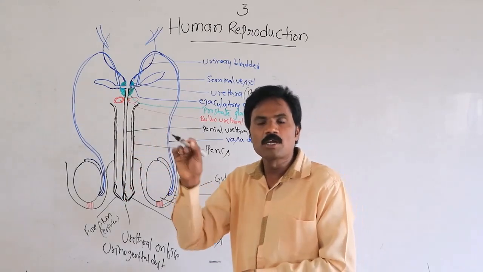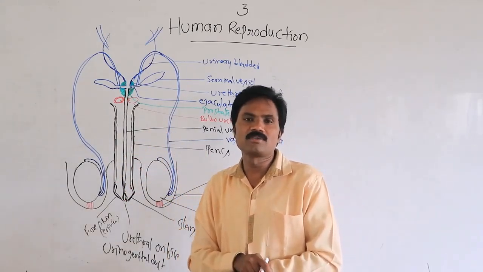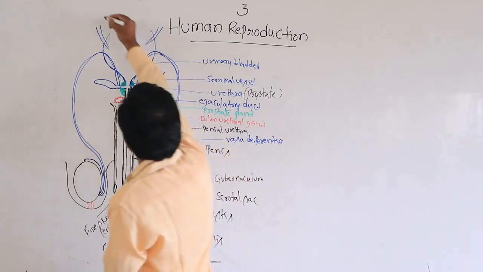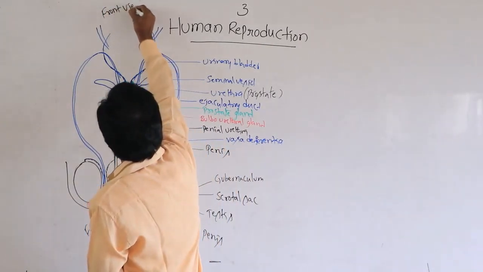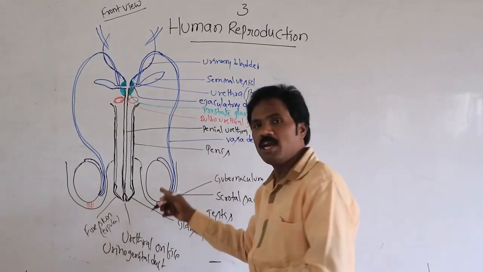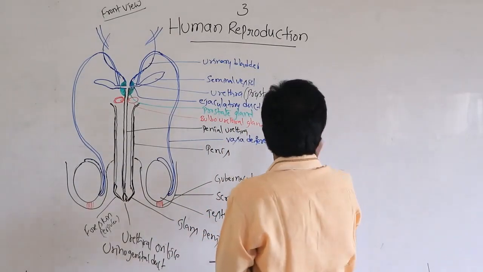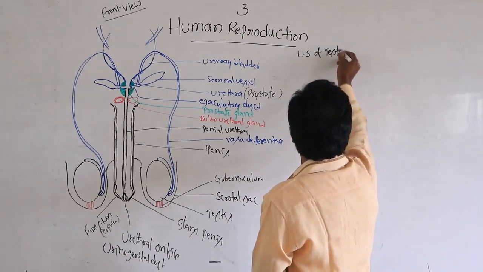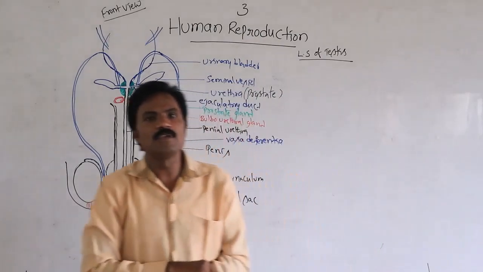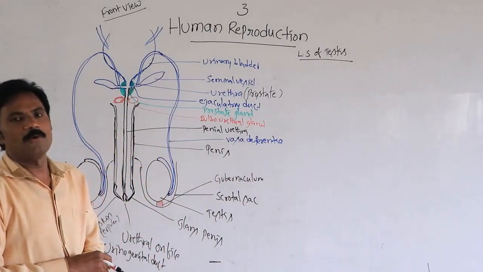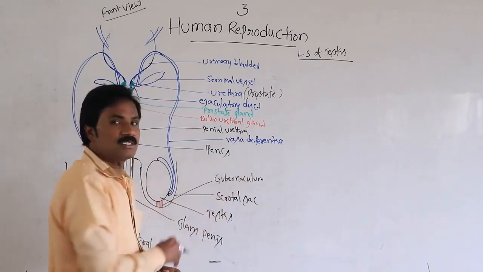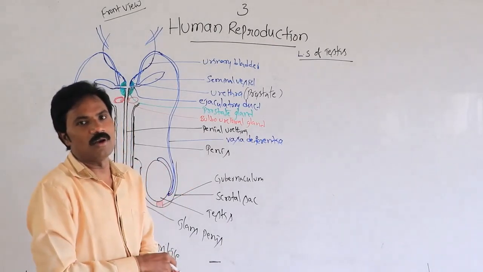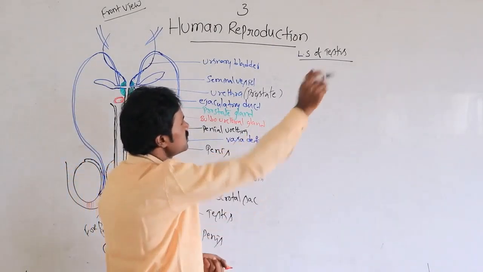If you observe a particular LS, longitudinal section of one testis, this diagram represents the front view of the human male reproductive system. With the help of this LS of testis, we must know all the parts, the male accessory ducts, everything is visible clearly.